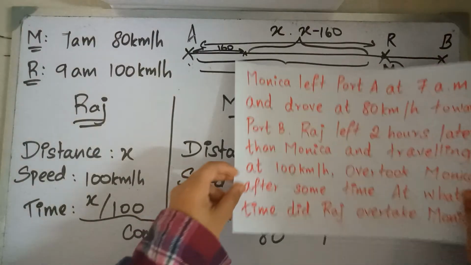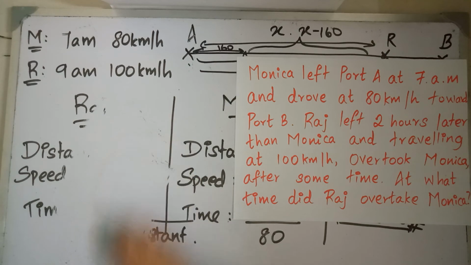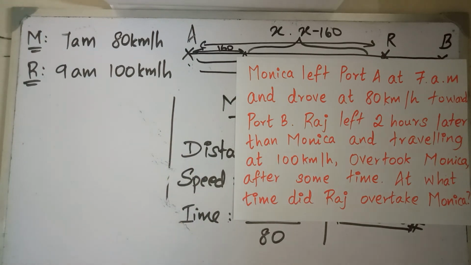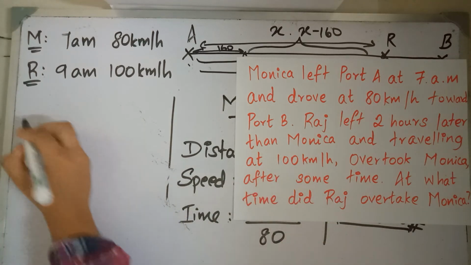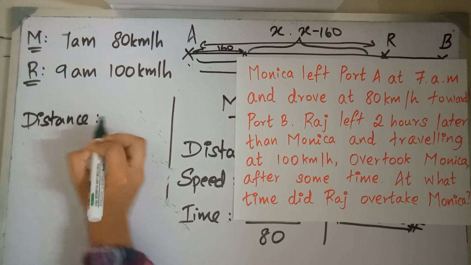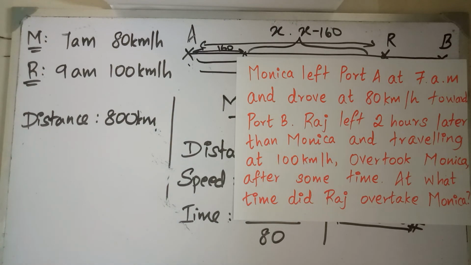We are almost there. We have almost arrived at an answer, but we have to find time instead. We have found the distance. So they want us to find the time at which Raj overtook Monica. So how do we find the time? Now we know that the distance is 800 kilometers.